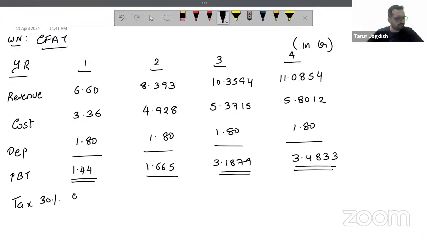Come again, Pratik. Salvage value. We'll take that separately. We are only considering the other things. Working capital also we have not considered here. Okay, so we are just taking the in-between profit-based cash flows over here.